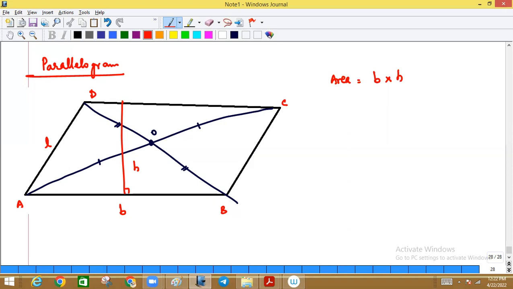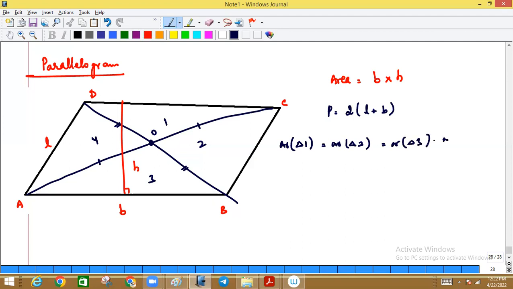After that, perimeter is 2 times of... How many triangles can you see? Area of triangle 1, triangle 2, triangle 3, triangle 4, all 4 areas are equal.